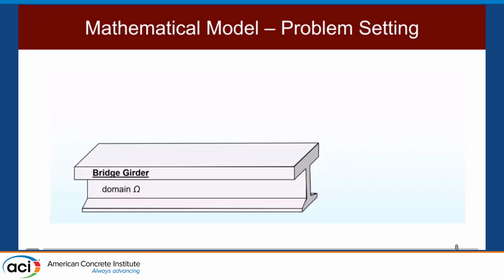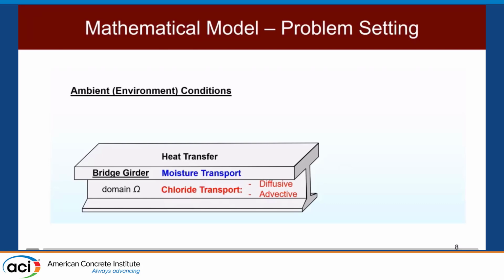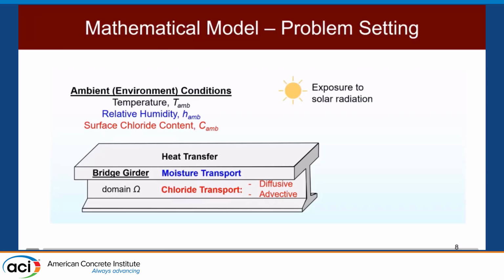So we have a three-dimensional domain, or a multi-dimensional domain in general, which constitutes our bridge girder, which then involves various interacting processes. So we have heat transfer, moisture transport, and then chloride transport, both diffusive and advective. The latter is affected by the moisture itself. We have this domain being exposed to various ambient environment conditions, so an ambient temperature, an ambient relative humidity, and also an ambient surface chloride content. And also we have exposure to solar radiation.